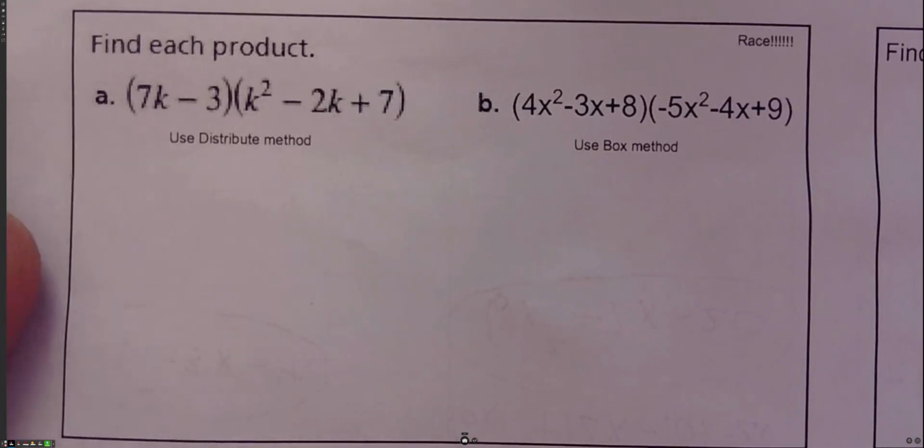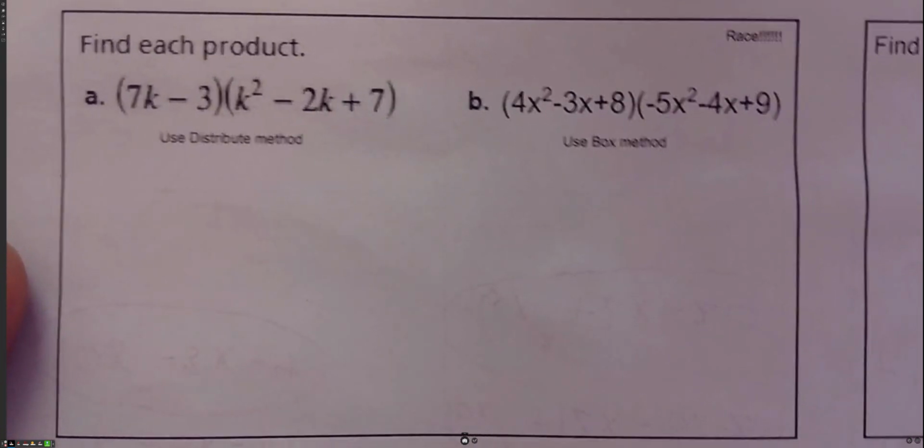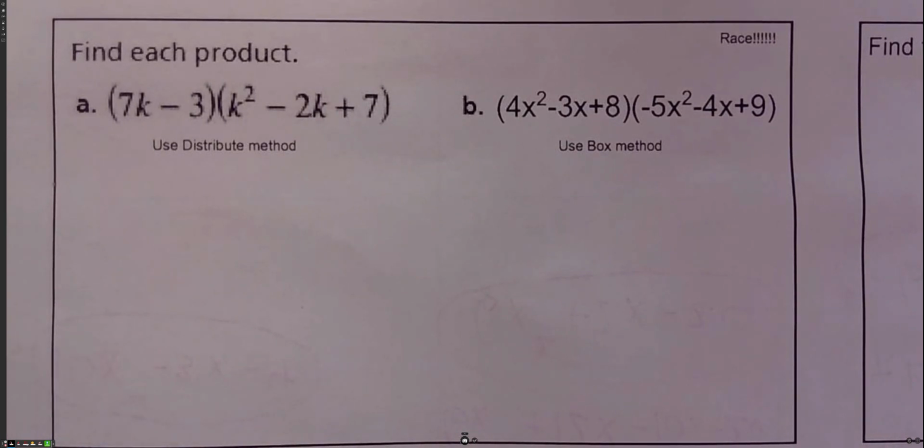So, okay. What's it say in the top right-hand corner for this first one? Race. On your marks, get set, go. I'm going to drink my coffee and we'll race. And if you beat me, you get an air high five.